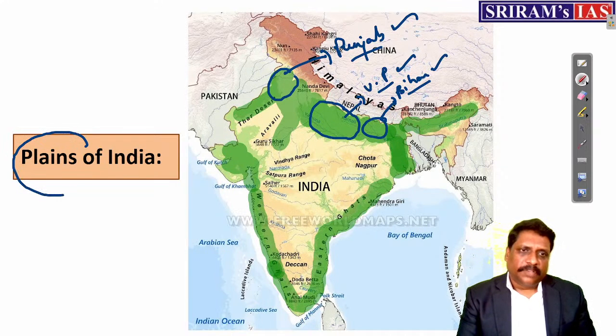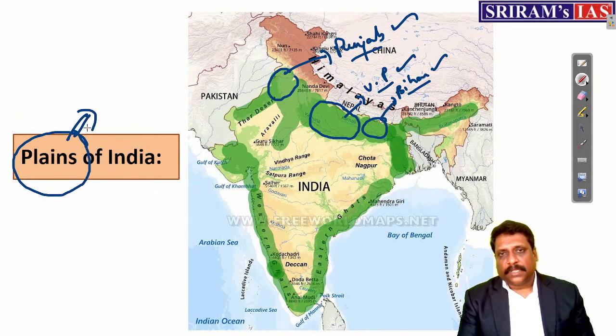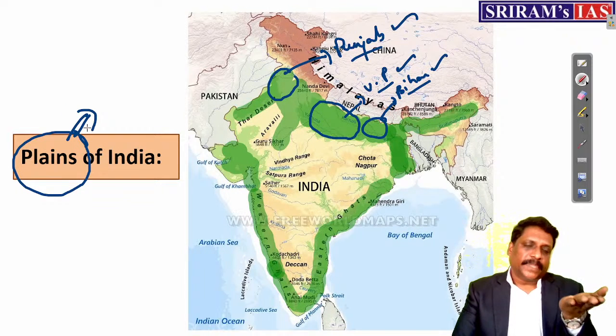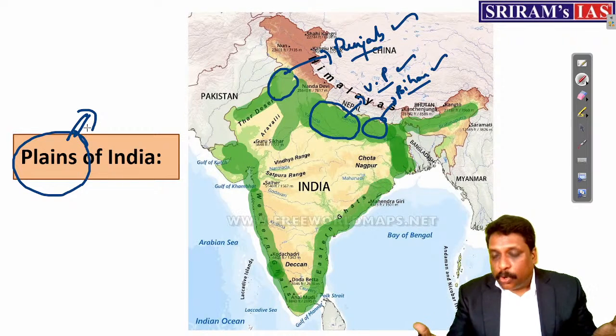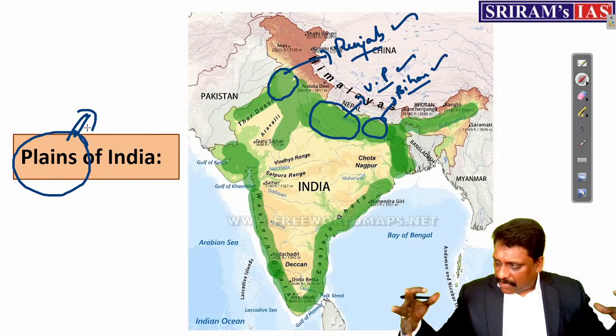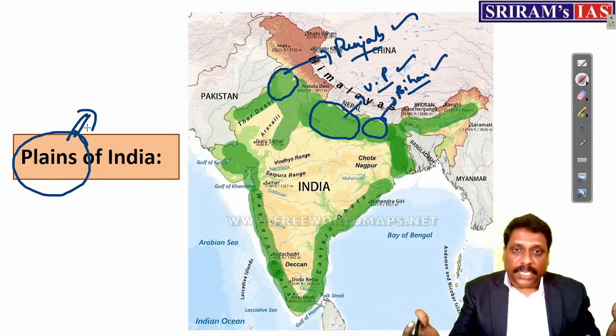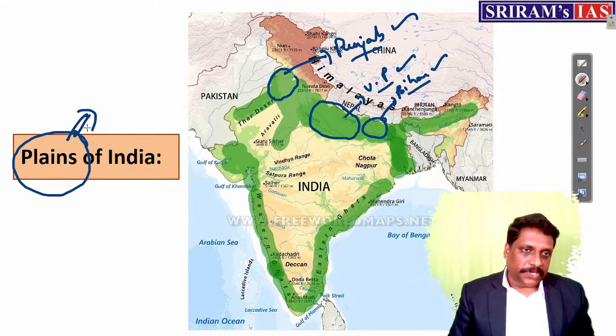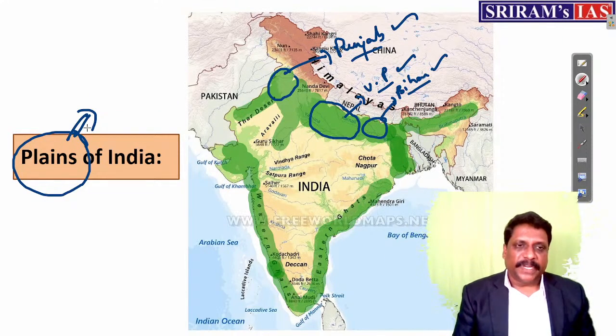Among all the physiographic divisions, which region has maximum carrying capacity? Technically, we call it the geodemographic load bearing capacity. Which physiographic division has more capacity to house population and to support the sustenance of the population in terms of agriculture? If you ask me, it is plain.